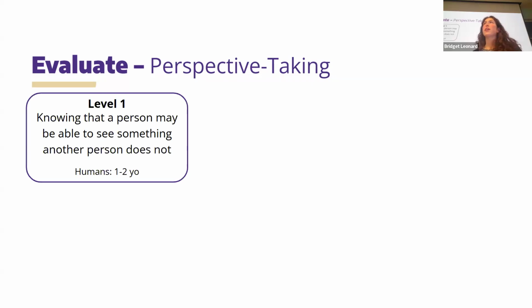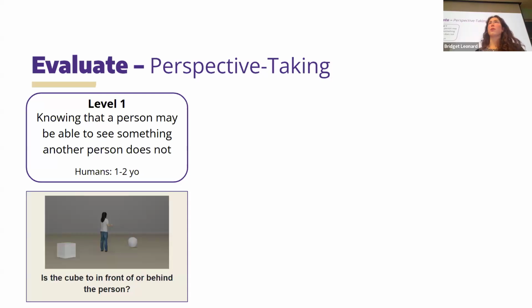Level 1 perspective taking is a simpler version. It's just knowing that a person may be able to see something you don't. And this develops in humans around 1 to 2 years of age, so pretty early on. A good way to test this is to just ask whether a shape is in front of or behind someone. And GPT-4 does a really good job of doing this task.